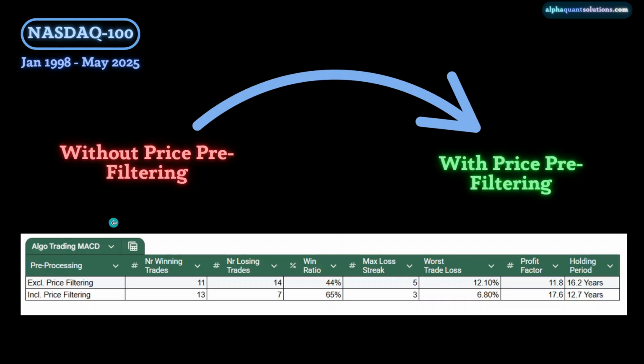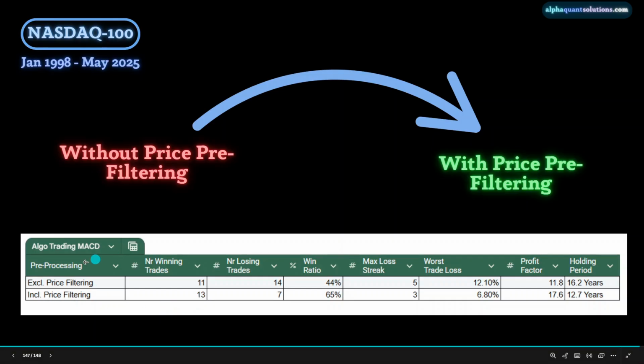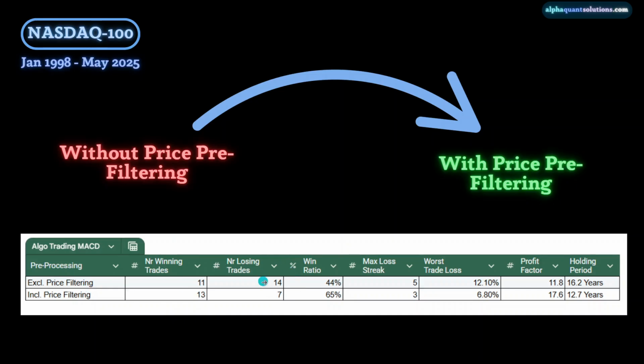Now, this table allows us to better compare the performance results for the Nasdaq-100 across several decades when we exclude price pre-filtering versus including it in the algorithm. And we see that when we exclude it, the number of losing trades doubles. The max loss streak also increases from 3 to 5. The worst trade loss almost doubles as well. The profit factor is still very high when we exclude price pre-filtering, but it is substantially lower than what it was with the price filtering.